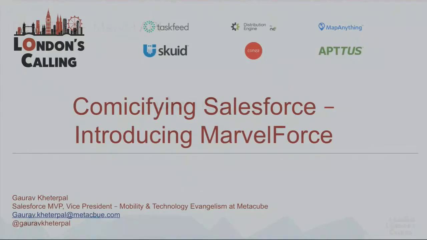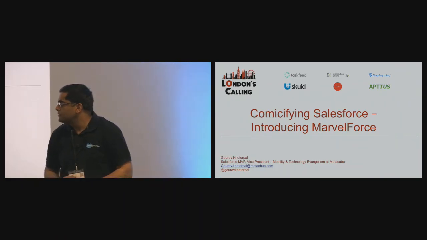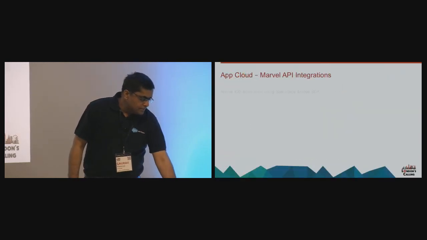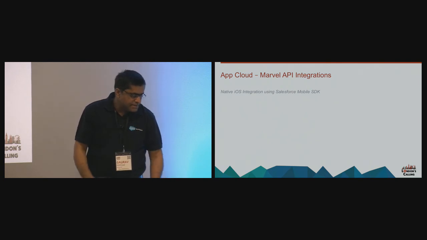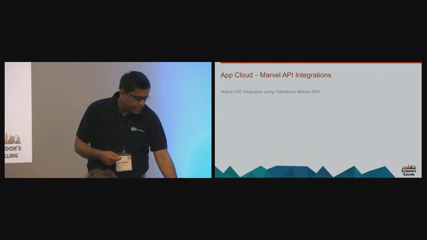Demo we have already seen for the API. Okay, so how do we integrate these APIs along with the App Cloud iOS SDK? As I said, the iOS SDK provides two ways of doing things. You can do it natively or you can do it hybrid.